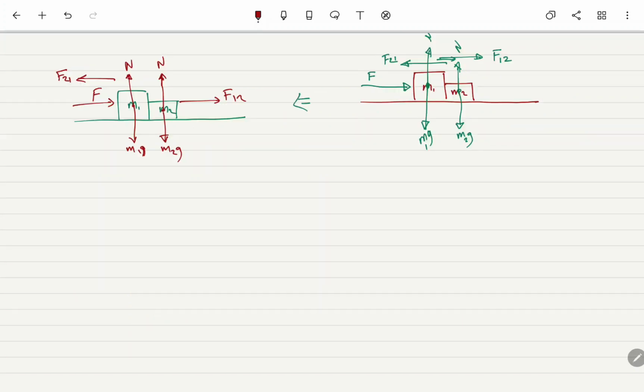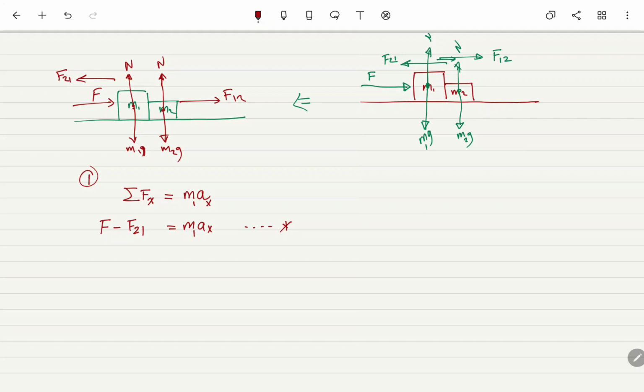Now let's start solving this. Sum of all forces, let's take system number 1. The sum of all forces on x equals M1 a x. On x we have F and F2 on 1. So F minus F2 on 1 equals M1 a x. This is the first equation.